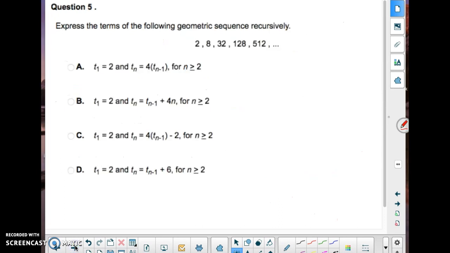The next one gives us a geometric sequence, and we want the recursive formula. So notice this is geometric. Our recursive formula for geometric sequences looks something like this. I think in class we had the R up front. Doesn't really matter. So the critical thing we need to look for here is the ratio. So we want to know what value we're multiplying by from one term to the next. Notice here we're multiplying by 4.